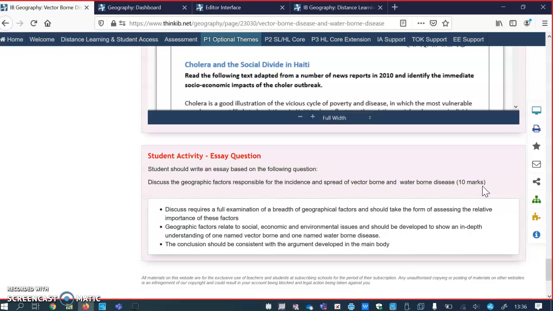So these lesson resources lead you to this essay: discuss the geographical factors responsible for the incidence and spread of vector-borne and waterborne disease. And those tips that I give you on how to structure this essay are found in the box below. So I hope that goes well, and that's 2 lessons worth of work there.